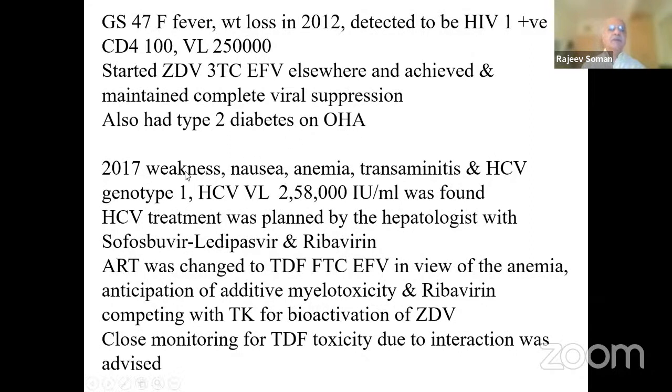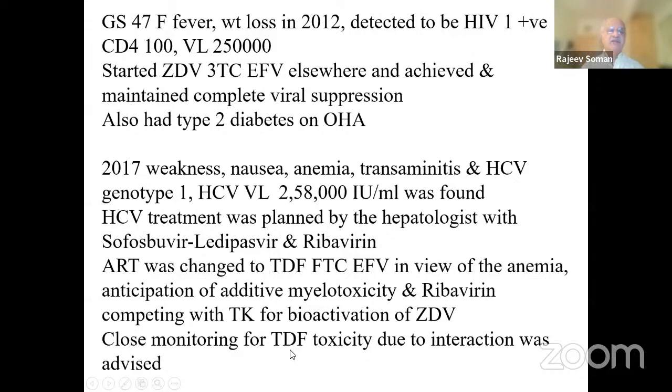Now, 5 years later, she developed all these features, was found to have HCV with very high viral load, genotype 1, and HCV treatment was planned by the hepatologist with sofosbuvir and ledipasvir, which were the recommended treatment at that time in 2017, along with ribavirin. Now, her ART was therefore changed to TDF, FTC, efavirenz. Why? In view of anemia, anticipation of additive myelotoxicity with ribavirin, and ribavirin may compete for thymidine kinase for bioactivation of zidovudine. So therefore, you don't want to use zidovudine in this situation.